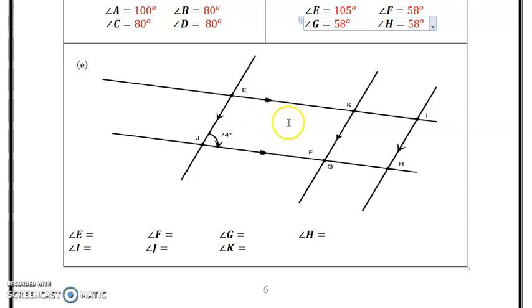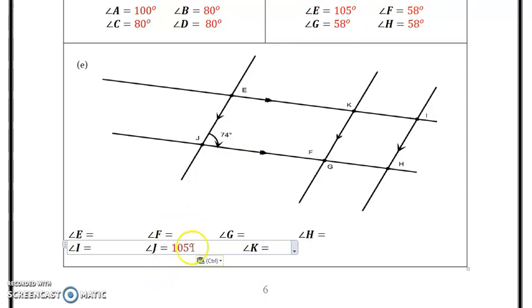Question E. We have a few more angles to find here. These arrows show that these lines are parallel, and these arrows here show that these three transversals are also parallel. So lots of parallel lines happening here. So J, they would be supplementary angles. They would add up to 180. So angle J would equal, sorry, 106. My apologies, 106. And E and 74 are corresponding angles, so they're equal. That means that E would be 74 degrees.